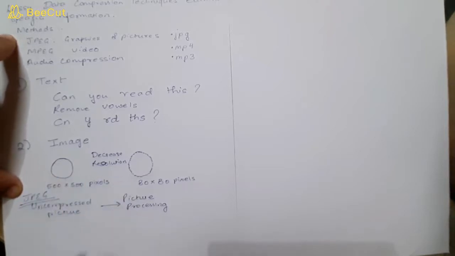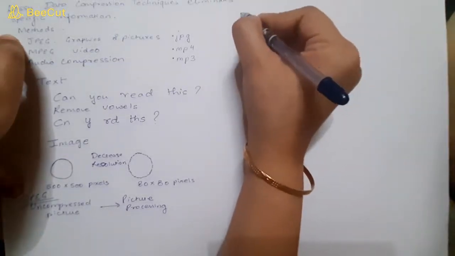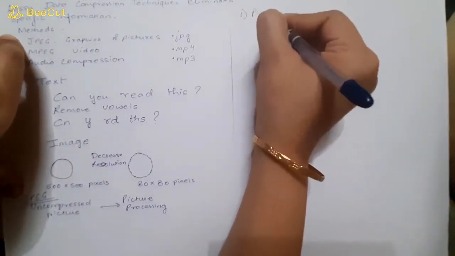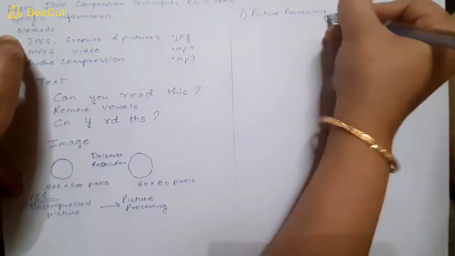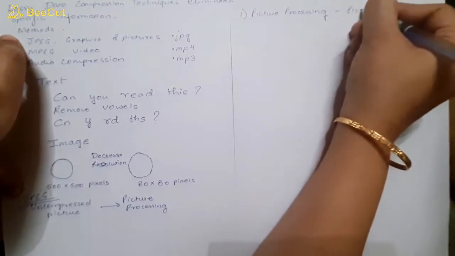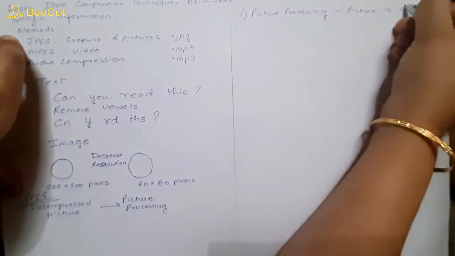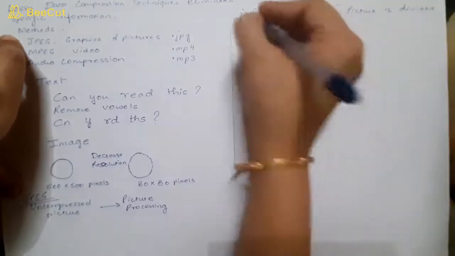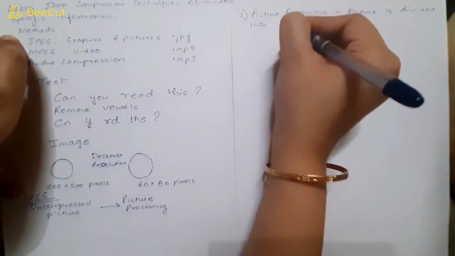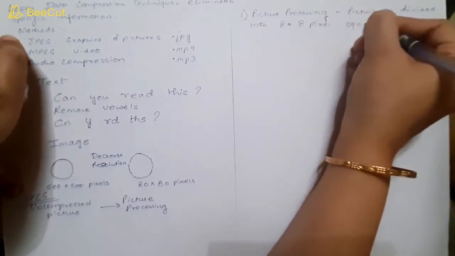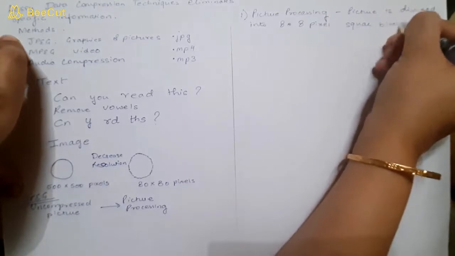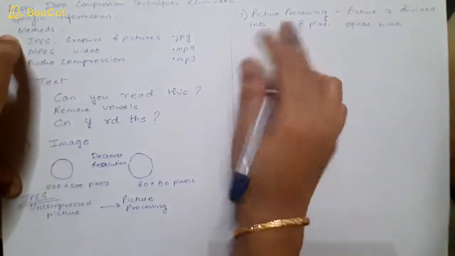So picture processing, I'll write it down. First, picture processing: the picture is divided into 8x8 pixel square blocks, to reduce the calculation.